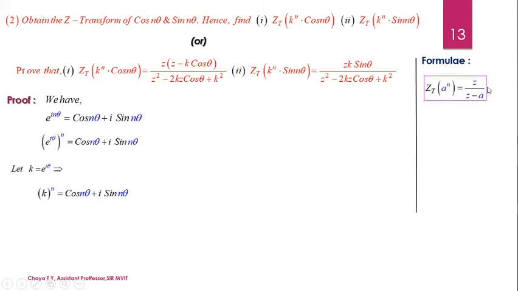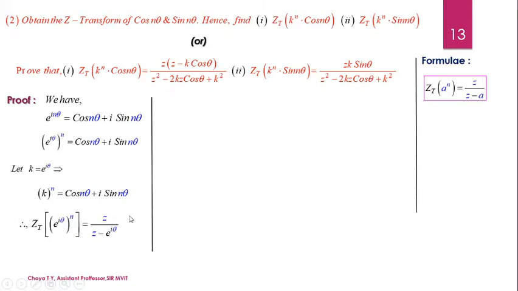Now what is the z transformation formula we have of a standard function? It is z transformation of a to the power n is z divided by z minus a. Now if I substitute the value here a as k, what is the substitution for k? It is e power of i theta. So what will be the RHS? It is z divided by z minus e to the power i theta. So I am going to use the substitution here. Therefore, z transformation of e power of i theta whole to the power n is z divided by z minus e to the power i theta.